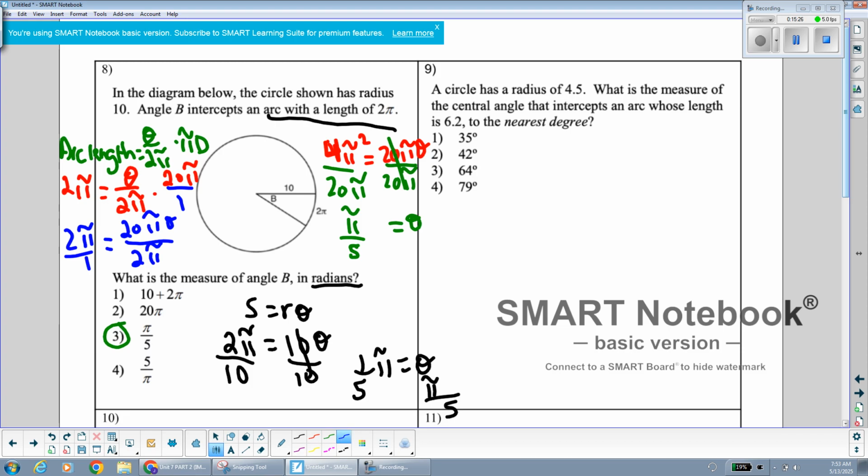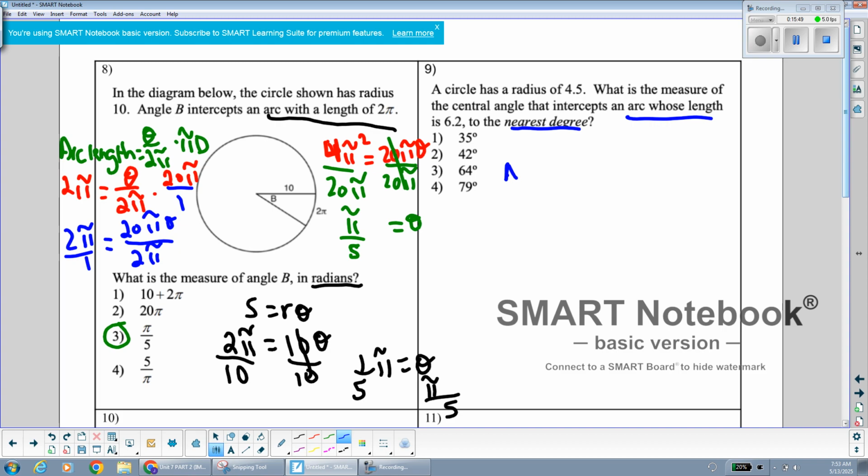Okay, over here we have another arc length question, and this time we're working with degrees. So I'm going to use our regular formula because if I use this one, I'm going to have to convert my angle to degrees afterwards, which you can do. You can just multiply it by 180 over pi to convert. But I'm going to use our regular formula.